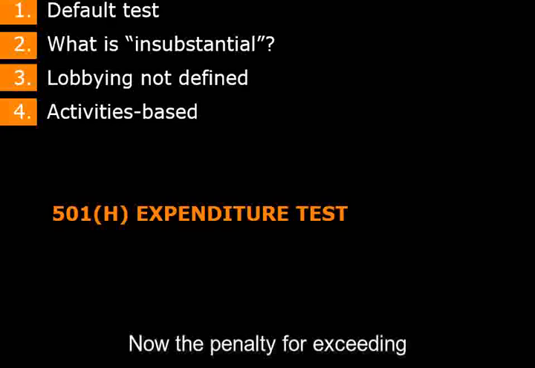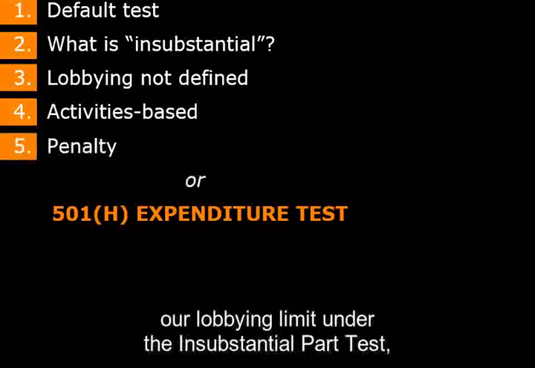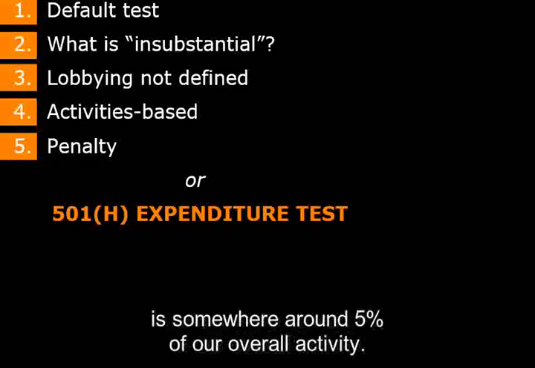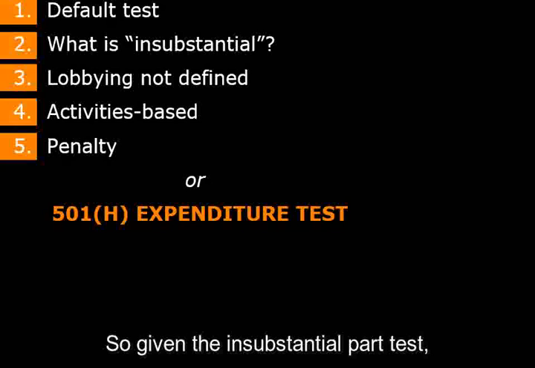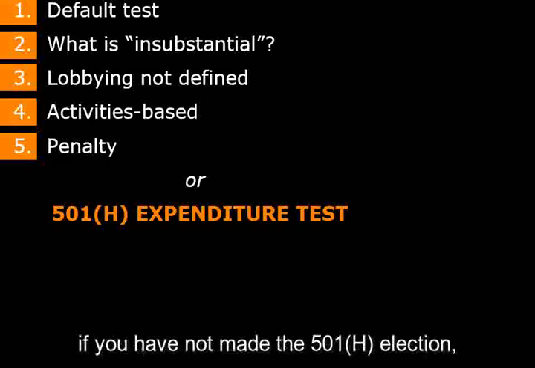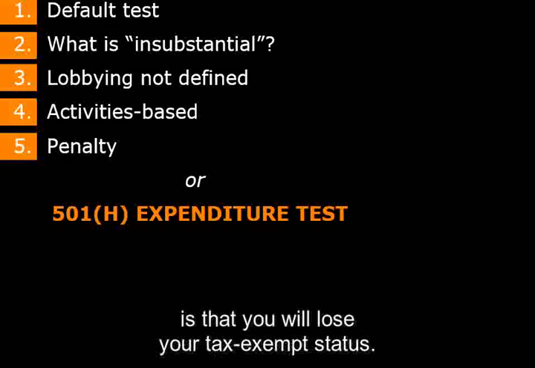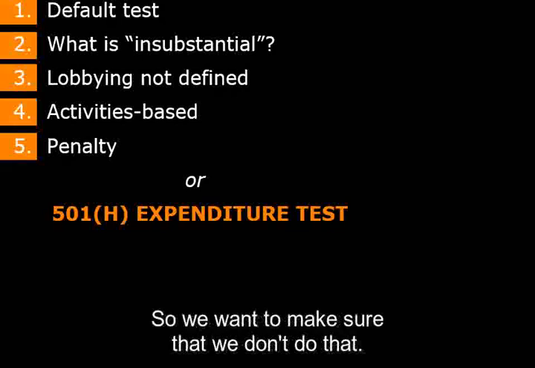Now, the penalty for exceeding our lobbying limit under the insubstantial part test, and that limit is somewhere around 5% of our overall activity. So if you are under the insubstantial part test, if you have not made the 501h election, which we'll talk about in a second, you want to keep your lobbying activities under 5% of your overall activity. The penalty, if you exceed that limit, is that you will lose your tax-exempt status. So we want to make sure that we don't do that.